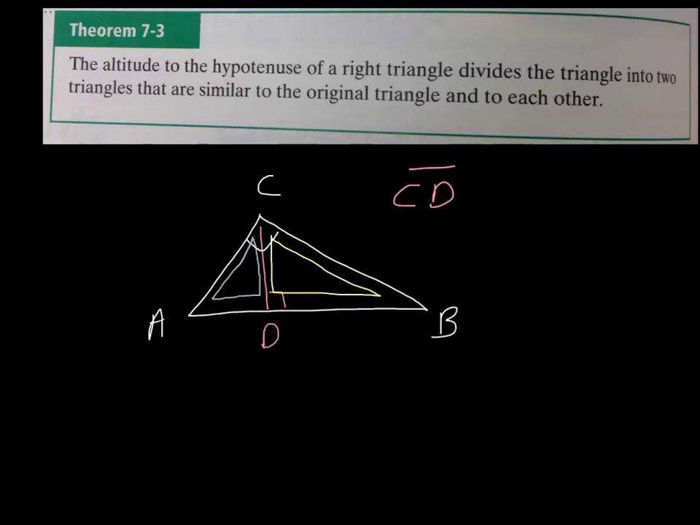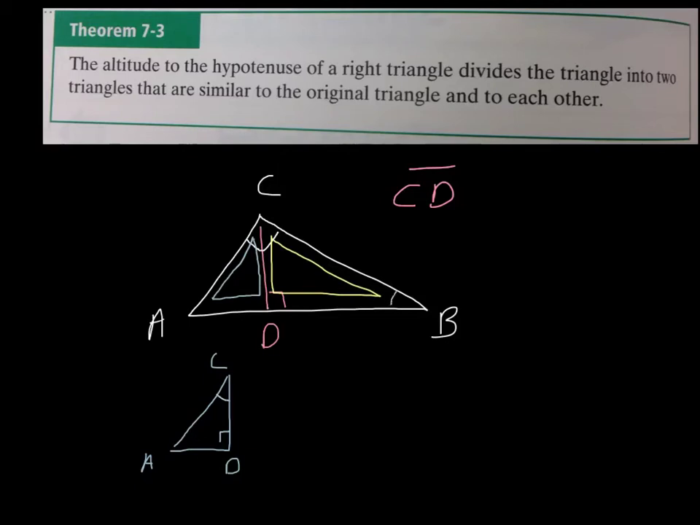That means all their angles are congruent and all their sides are proportional. So first let's look at the smaller blue triangle, triangle ACD. Hopefully you'll agree angle A corresponds to angle A. Angle D of the blue triangle is the same as angle C of the white triangle. So angle C of the blue triangle corresponds to angle B of the white triangle.